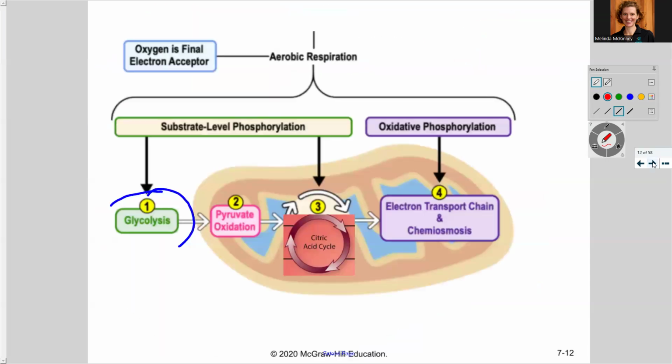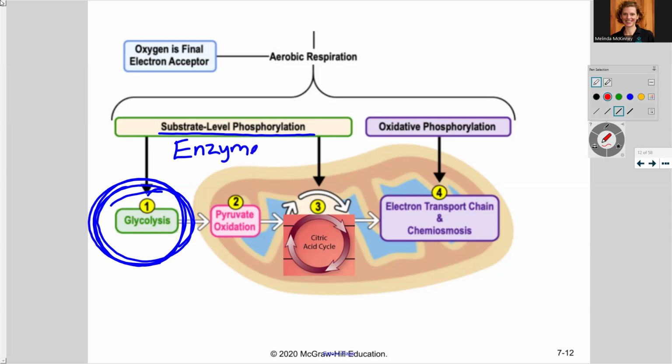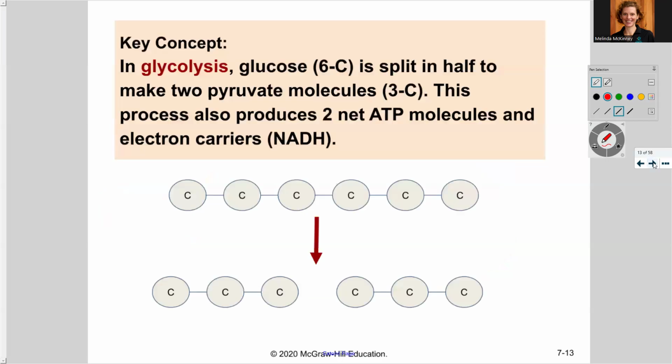So again, we're out here, glycolysis, just using this other image as well. During this reaction, we're going to be doing substrate level phosphorylation, which just means we're making ATP directly with enzymes, okay? So directly with enzymes, we're gonna make ATP, okay? So I try to make this very simple.